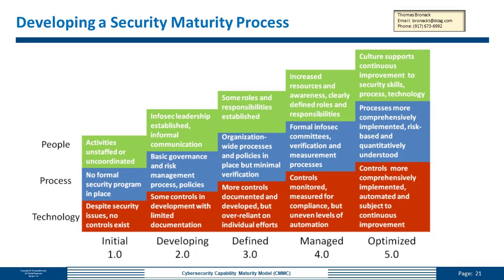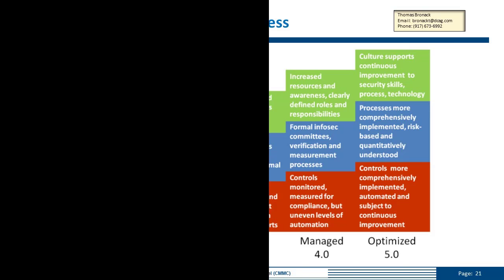Developing a security maturity process. The 5-step process for obtaining Level 5 CMMC certification is shown in a different manner in this slide. It includes people, processes, and technology that would be employed in each of the 5 CMMC maturity levels. The 5 CMMC levels are shown on the bottom of the chart and include initial, developing, defined, managed, and optimized. The functions performed by people are illustrated in green, the processes employed are illustrated in blue, and any technologies that are recommended are shown in red.